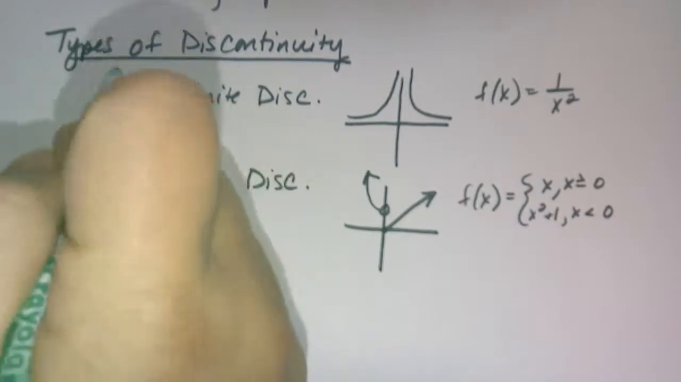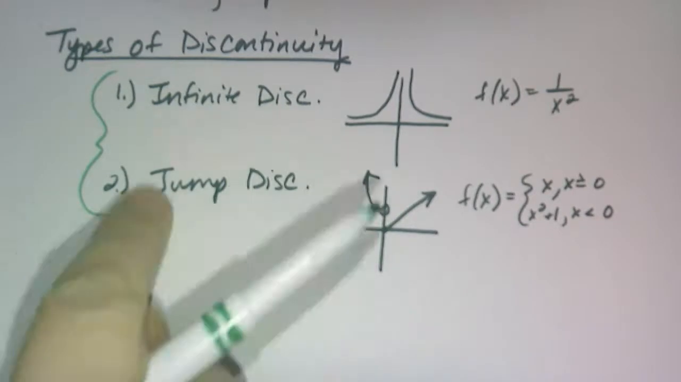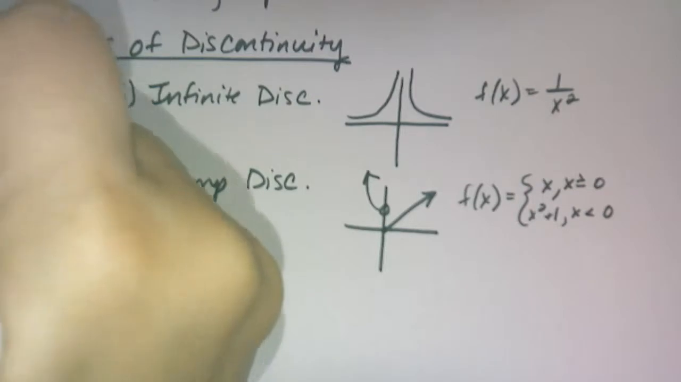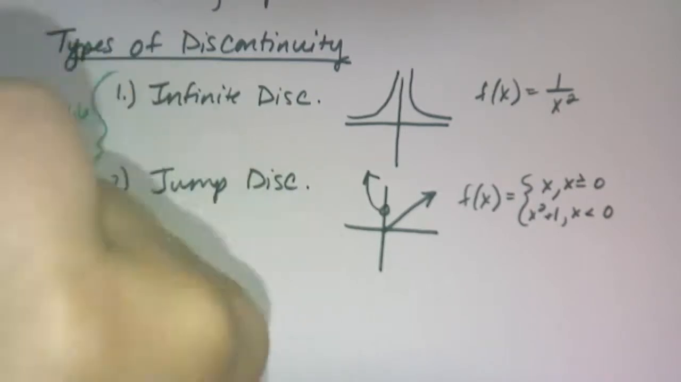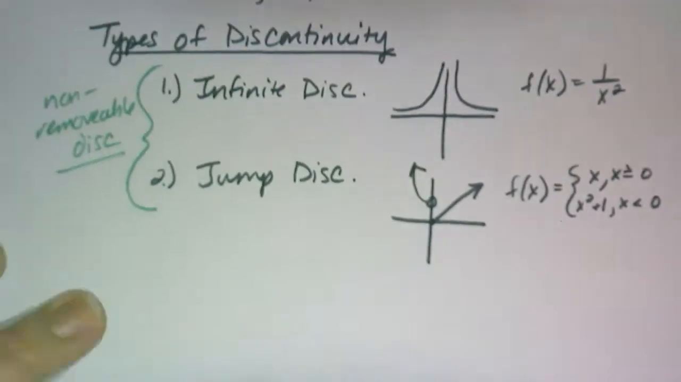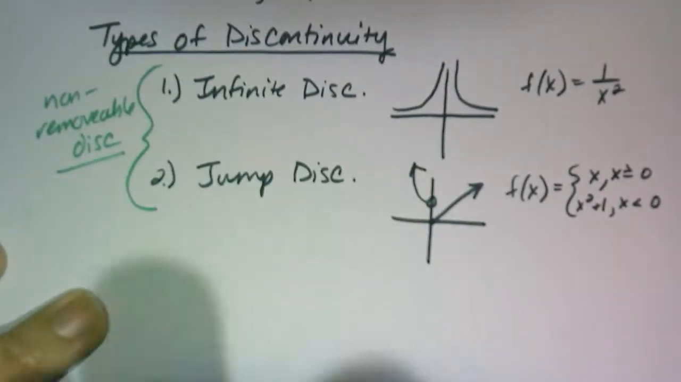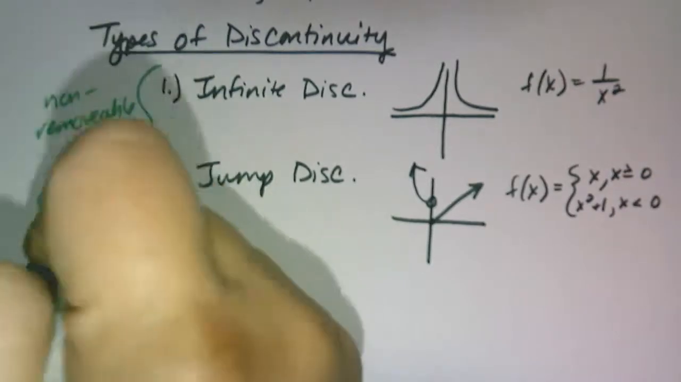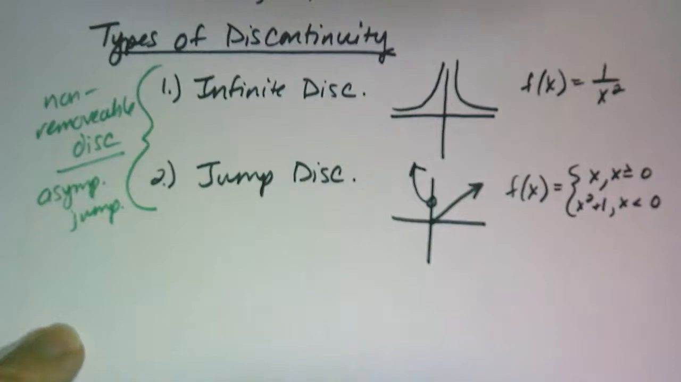Now, these two together, next year, I don't think this year, but I'm going to let you know about it right now. These are actually what we call non-removable discontinuities. Fancy name, these two right here. They're called non-removable. You can't remove them. But pretty much if you have an asymptote or a jump discontinuity, it's non-removable. Can't remove it.